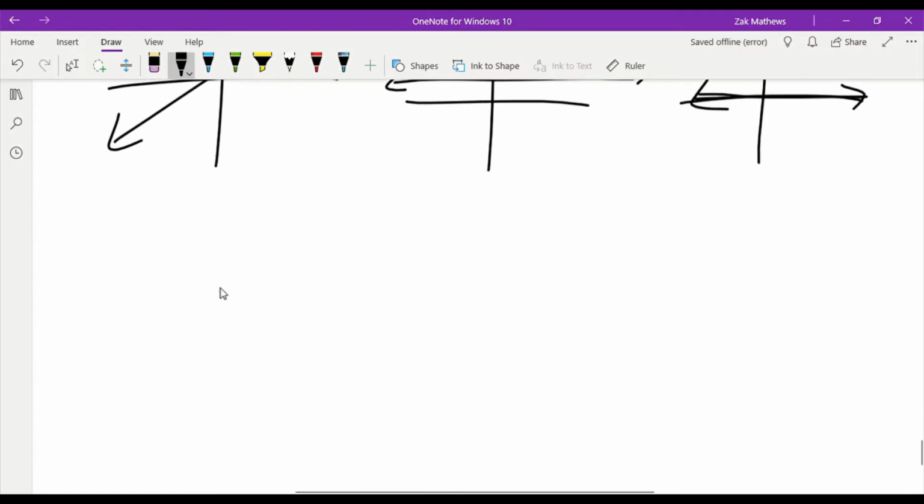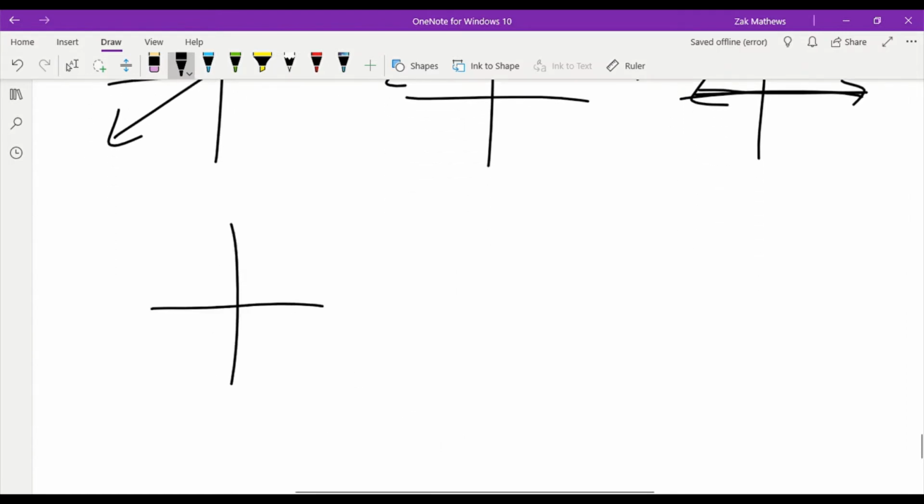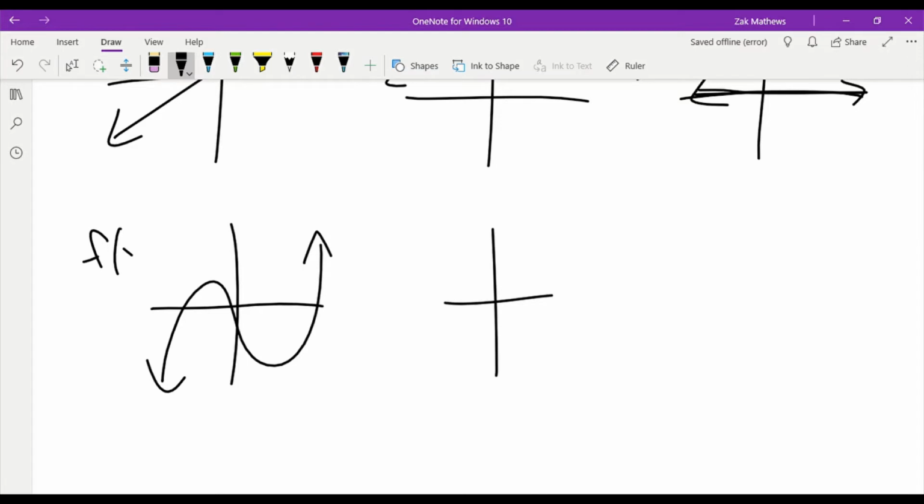If I were to start with a cubic, well, if we're to look at that and find its derivative, I'll call this point A and I'll call this point B. I'm not going to assign the y values. I see at point A, the slope is 0. I see at point B, the slope is 0. Before that, the slope was positive, but it is getting closer and closer to 0 as it comes in.